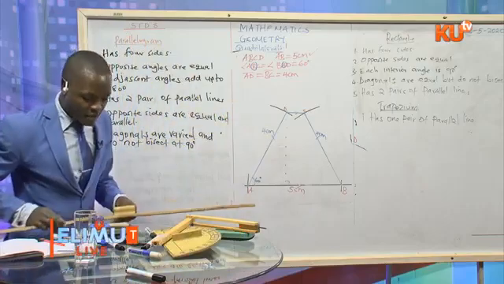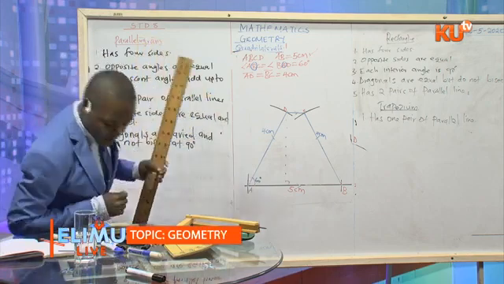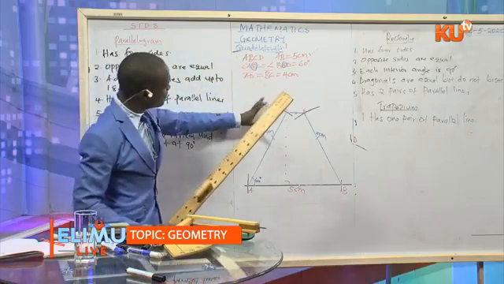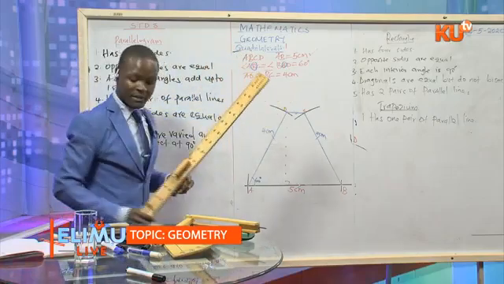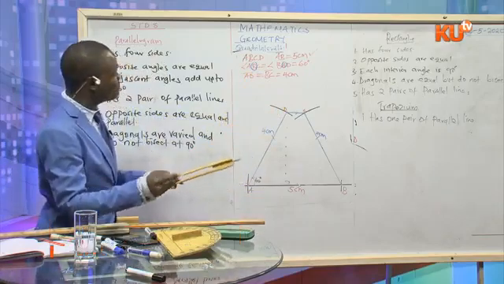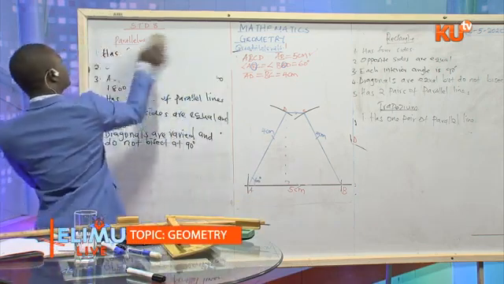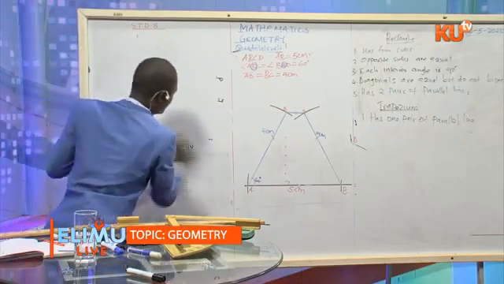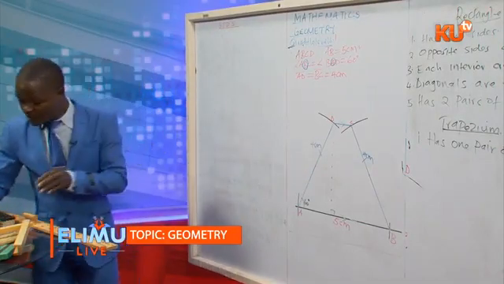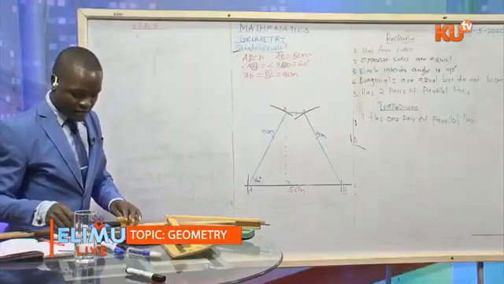Now, I want to take you through how we can construct, to drop a perpendicular line from a point. How to drop a perpendicular line from a point. So let me use this side. This is another area that you need to understand so that you can answer the questions correctly.